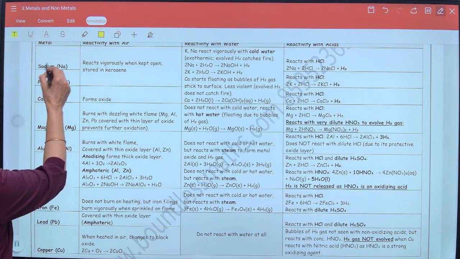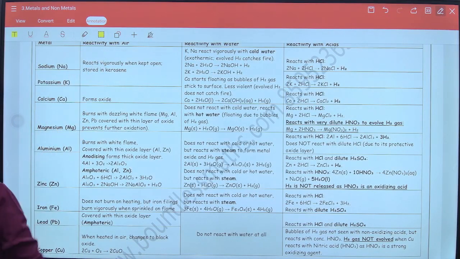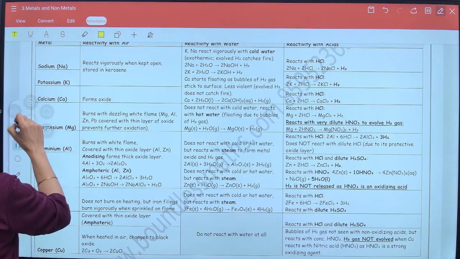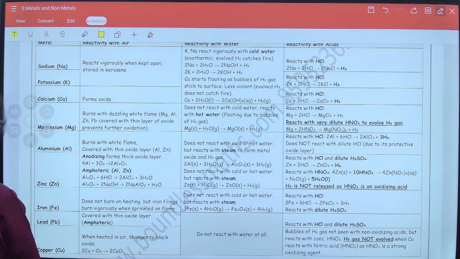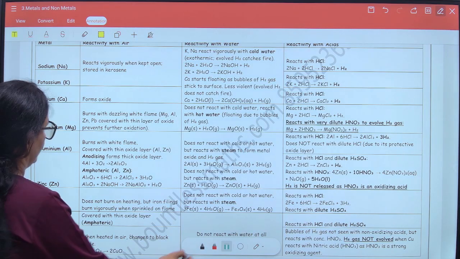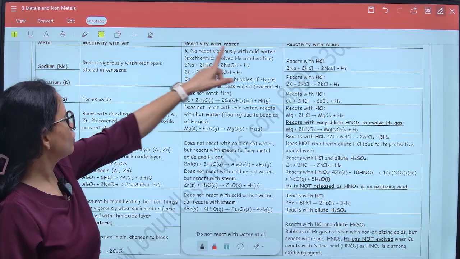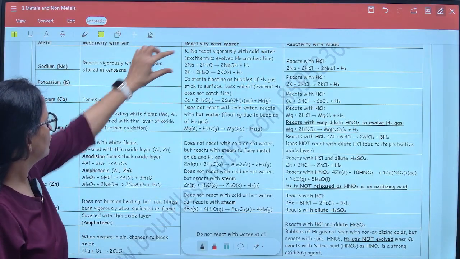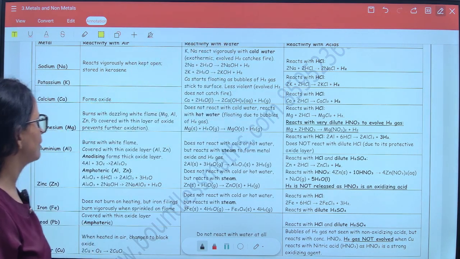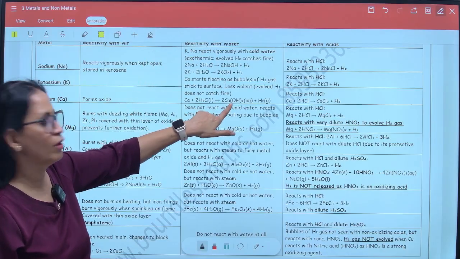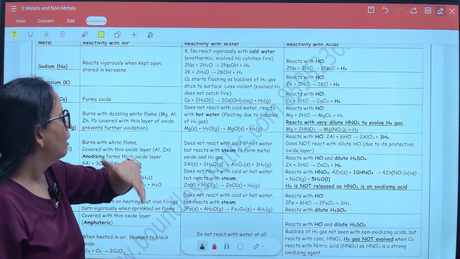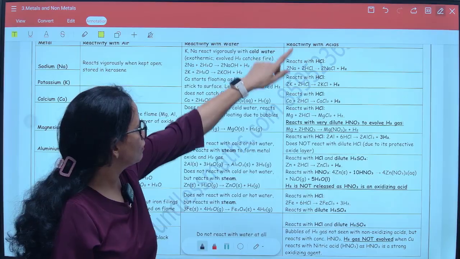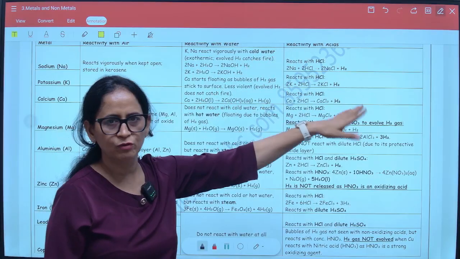The first one, if you look at sodium and potassium, they are highly reactive metals. So sodium, potassium, they react vigorously when kept open. Sodium, potassium react with cold water, a highly exothermic reaction, H2 gas is evolved. The reactions are here, they form their hydroxides. Calcium starts floating, it also forms hydroxides, whereas other metals form oxides. Reactivity with acids: sodium, potassium, calcium, all these react to form their salts and hydrogen is released.